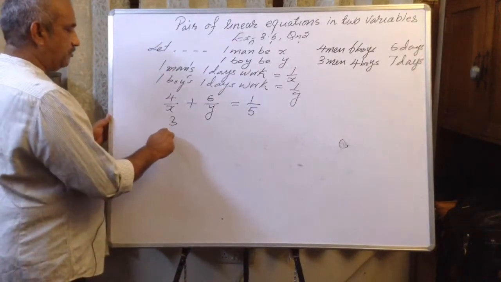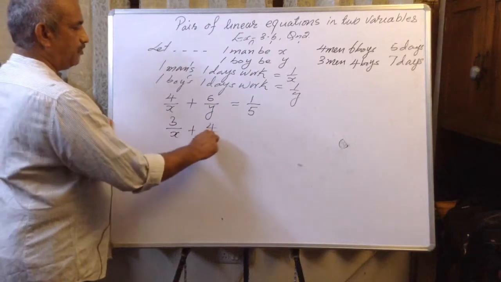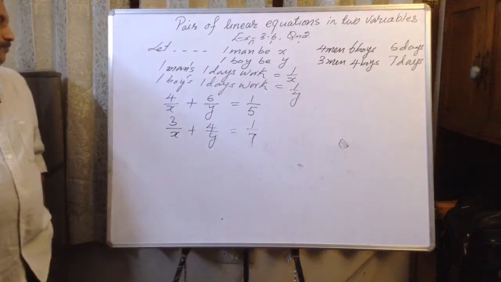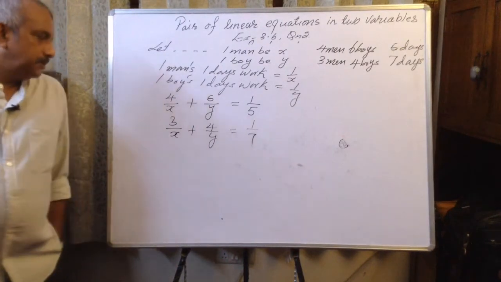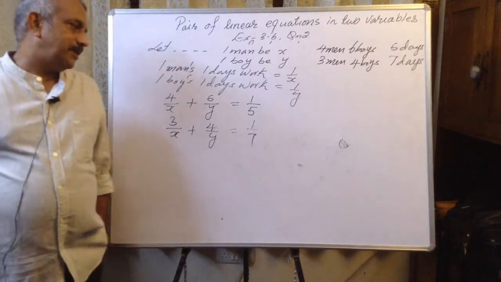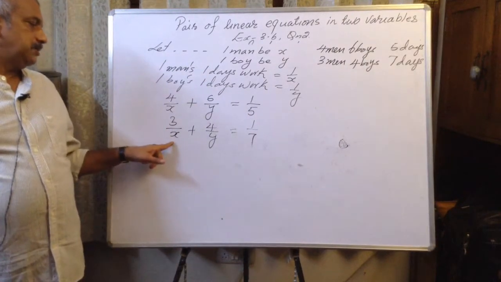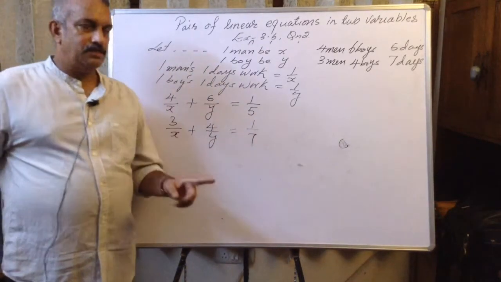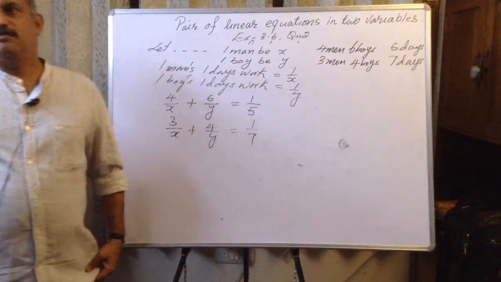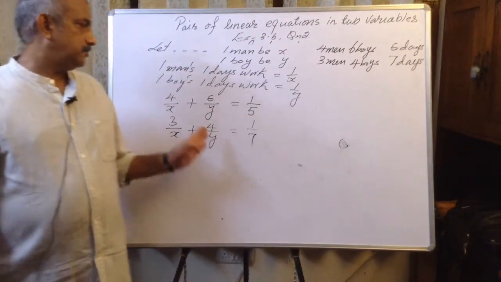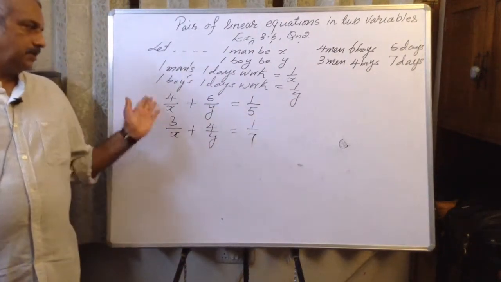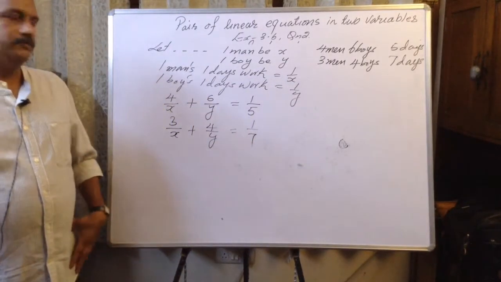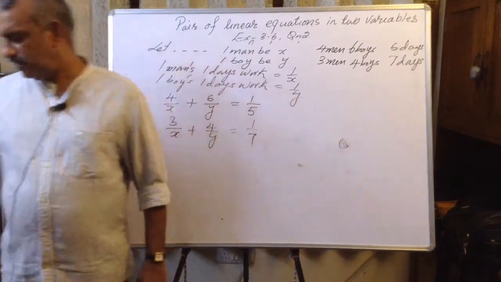Similarly, second equation will be 3 upon X plus 4 upon Y is equal to 1 upon 7. 3 men and 4 boys can complete the work in 7 days. So 3 men's 1 day's work 3 upon X, 4 boys' 1 day's work 4 upon Y. Together they can complete in 7 days. That means 1 day's work will be 1 upon 7. So we get the second equation. You can assume let 1 upon X is equal to A and 1 upon Y is equal to B. Simplify, you will get value for A and B first, then X and Y.